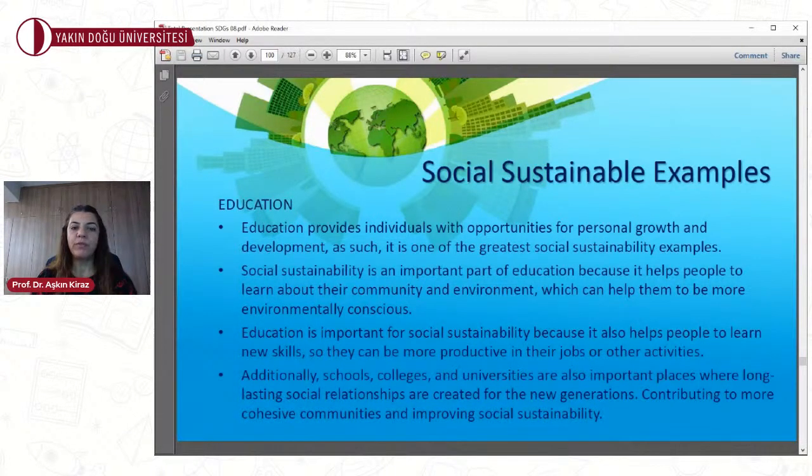Education is important for social sustainability because it also helps people to learn new skills so they can be more productive in their jobs or other activities. Additionally, schools, colleges, and universities are also important places where long-lasting social relationships are created for the new generations, contributing to more cohesive communities and improving social sustainability.